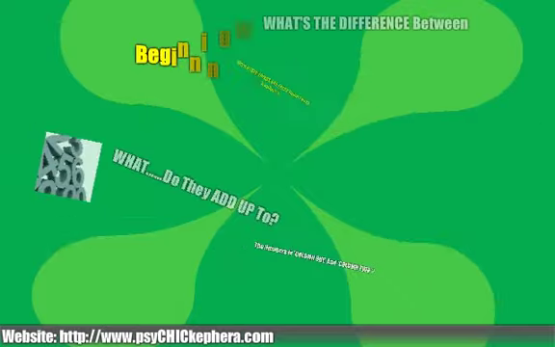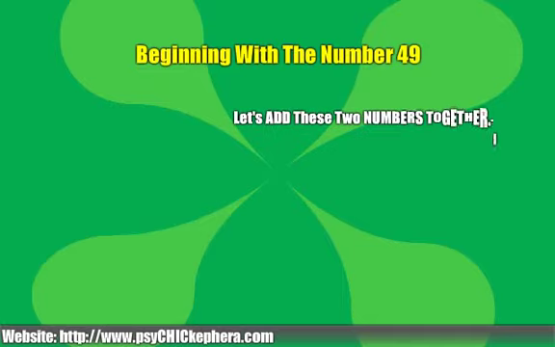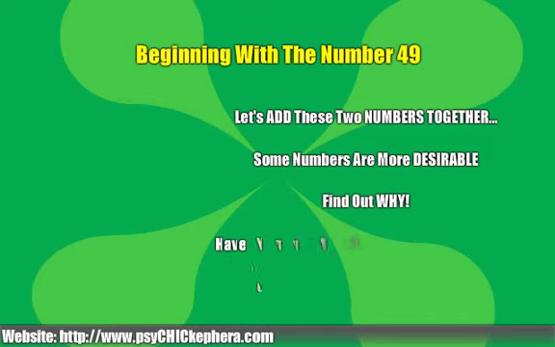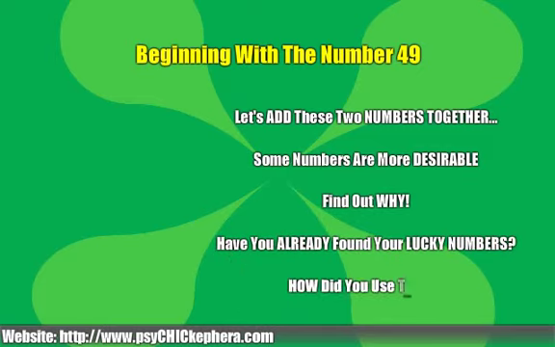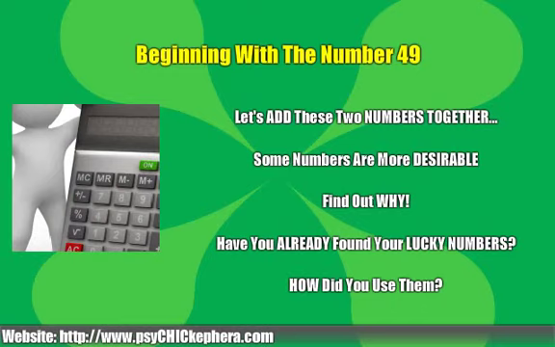Beginning with the number 49, let's add these two numbers together. 4 plus 9 equals 13. 1 plus 3 equals 4. Now, let's look at the next number, which is 58. 5 plus 8 equals 13. 1 plus 3 equals 4. These numbers do add up to 4 also. It's just that you must add them twice.